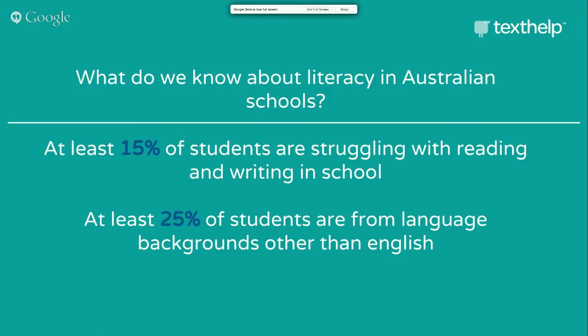We know in Australian schools currently about 15% of all students do struggle with reading and writing in school, and they're the kids we actually know about, and that percentage could be a lot higher. We also know that in schools, 25% of our students in Australia come from backgrounds where they have language backgrounds other than English. So we have a lot of kids who come every morning into your classroom who start from behind, because they struggle with this idea that they have to be able to read and write to get on in school. They're defined by their ability to read and write.